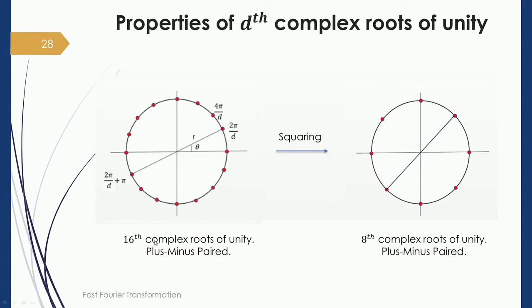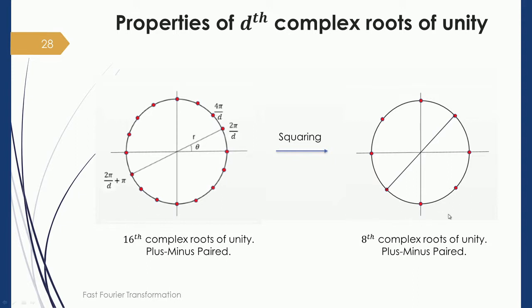And so here, just to give you an intuition, the 16th complex roots of unity are shown on the left side, and each one of them has a negative pair. As an example, this complex number here can be paired with its negation, which is over here, and therefore both of them are in the set of all 16th complex roots of unity. So we have the pairing, and when we square these 16th complex roots of unity, we will get 8th complex roots of unity.